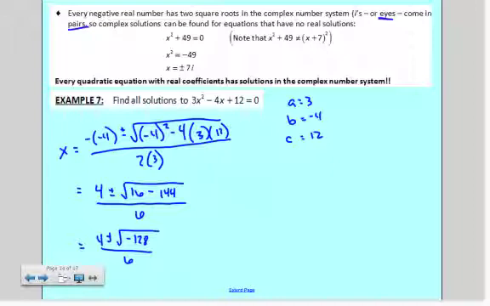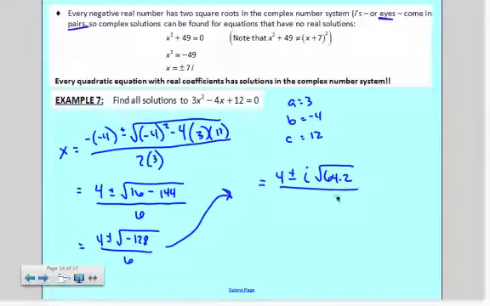Okay? Next, we get 4 plus or minus, well, let's think about 128. We're going to write that as 64 times 2. And the square root of 64 is 8, so we'll do that in the next step. It's over 6. So we have now 4 plus or minus 8i times the square root of 2, all over 6.